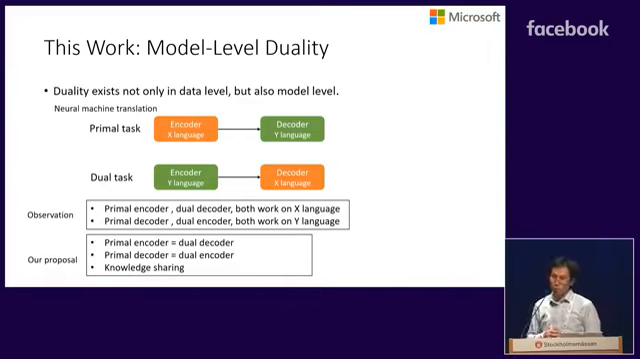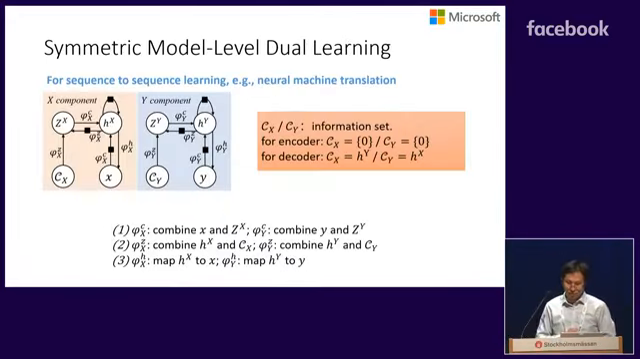Therefore, we propose to share the model components. For example, we can share the encoder in the primary model and the decoder in the dual model, and share the decoder in the primary model and the encoder in the dual model. Doing so, we can couple the two models together, and we can jointly train them so that we can enhance the knowledge transfer or regularize each other during training.